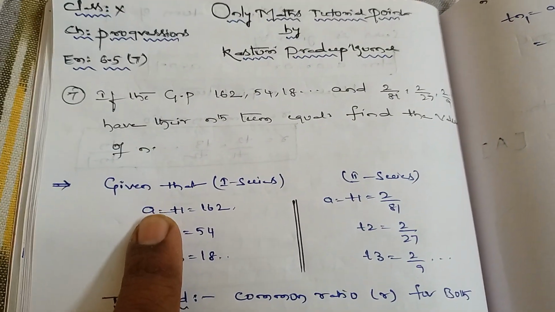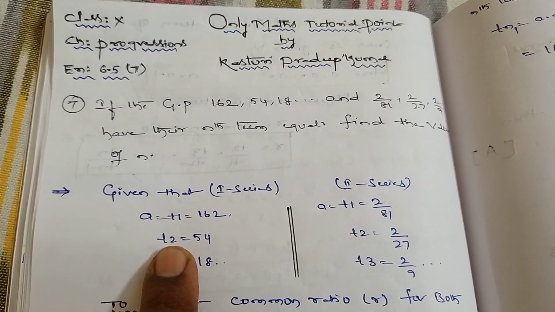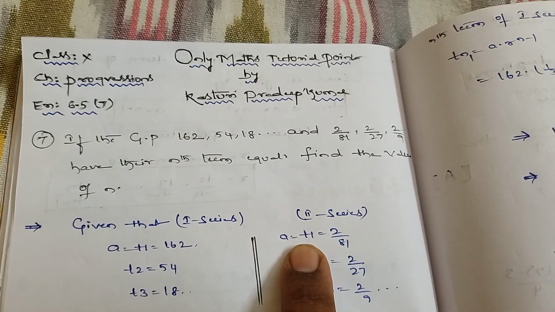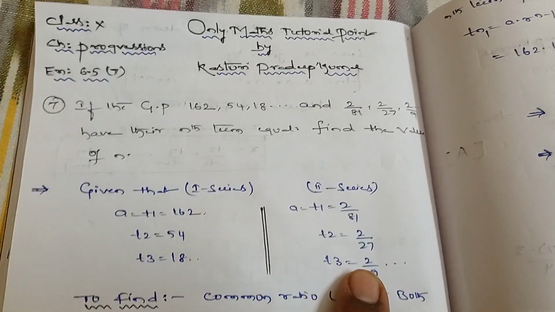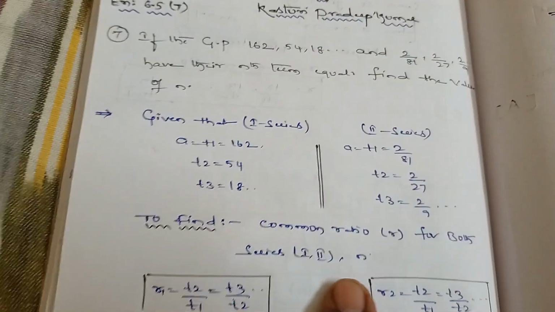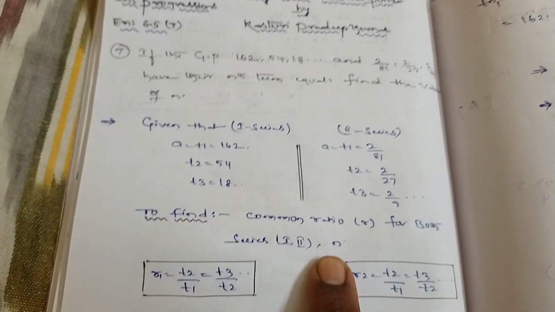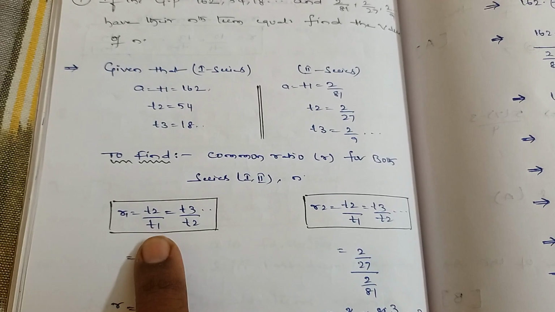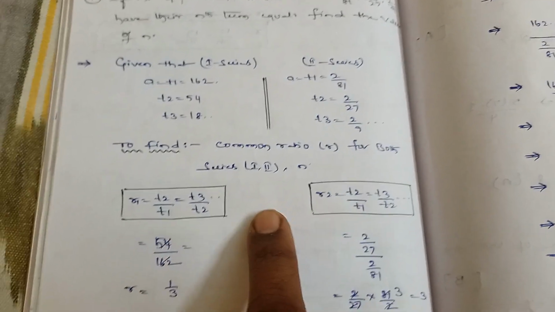I have taken here the first series terms: first term a is 162, T2 is 54, T3 is 18. In the second series, T1 is 2/81, the second term is 2/27, the third term is 2/9. Now we need to find the common ratio of both the series and also the value of n. What is the common ratio in a GP series? T2 by T1, T3 by T2, and so on. So we need to find the common ratio for both the series.